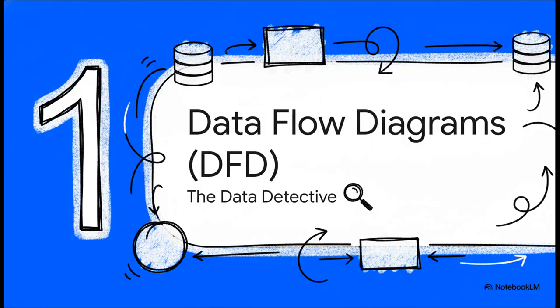Okay, first up, we're going to put on our detective hats. But we're not looking for clues at a crime scene. We're tracing the path of data. And our tool for the job, it's called a data flow diagram, or DFD for short.